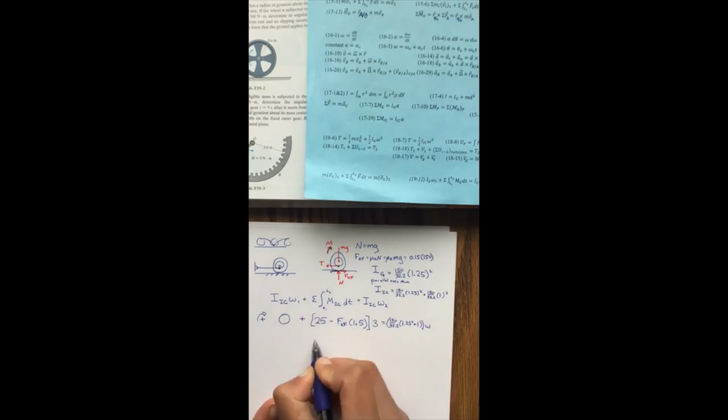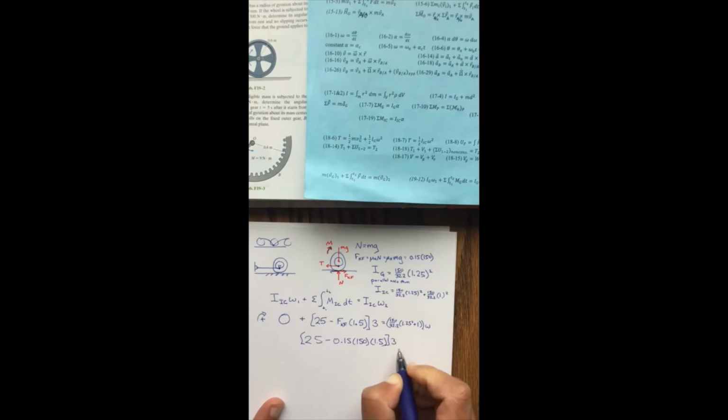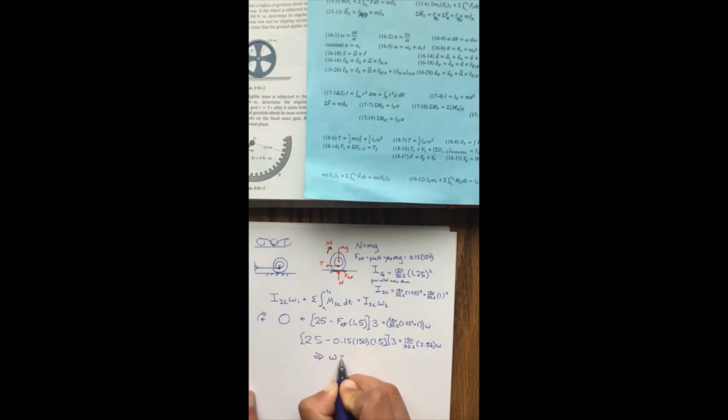Okay, so let's put that in here and we get 25 minus 0.15 times 150 times 1.5. It's a lot of 1s and 5s, times 3 is equal to 150 divided by 32.2 times 1.25 squared plus 1. 1.25 squared plus 1 is 2.56 times the angular velocity. Okay, and that's easy to solve. You should get 3.459 radians per second for the angular velocity.